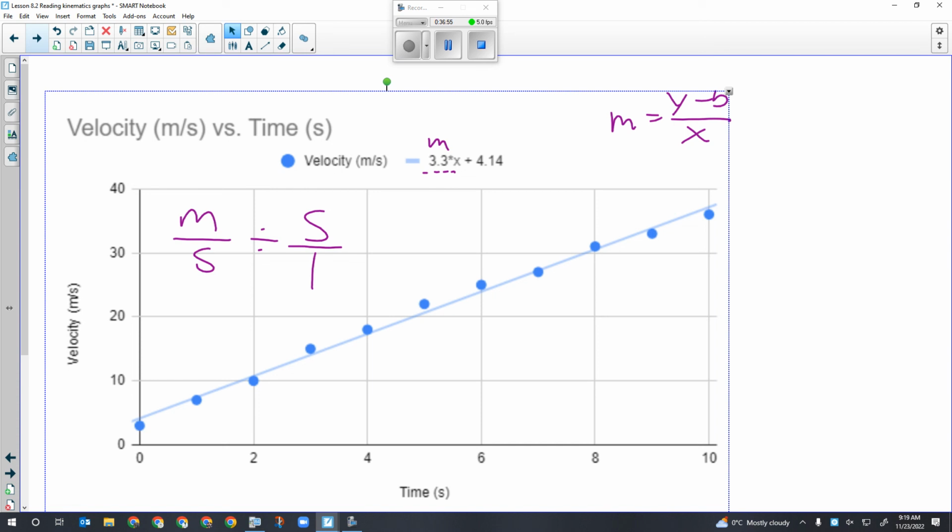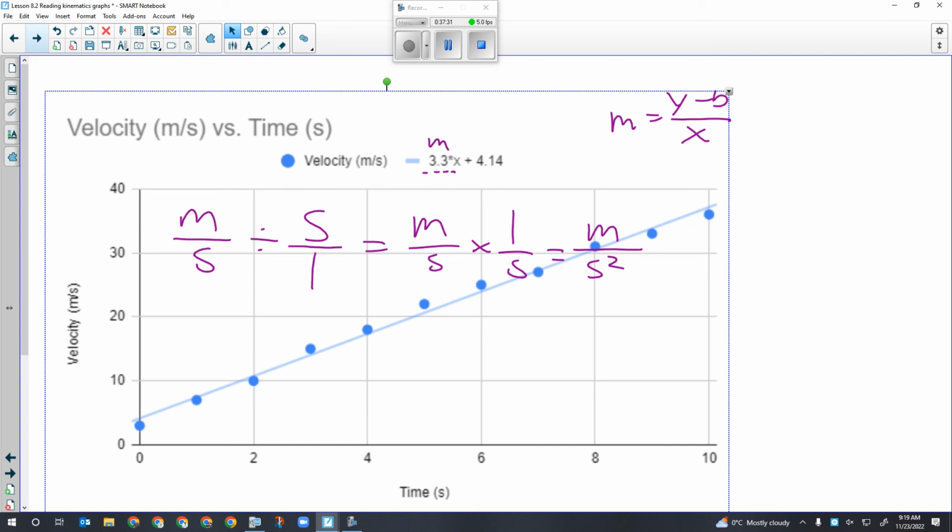I see a few people doing this. Which one do I do that to? The second one. Okay, I reciprocate the second one and I multiply them together. So that's going to mean meters per second times 1 over seconds. What's m times 1? What's anything times 1? Itself, right. What's seconds times seconds? Seconds squared. Okay, that's the mathematical reasoning.